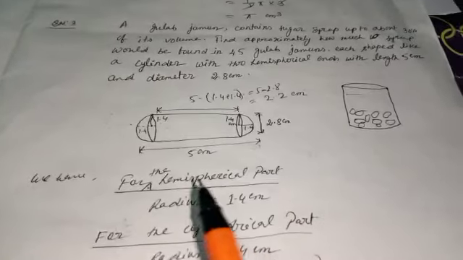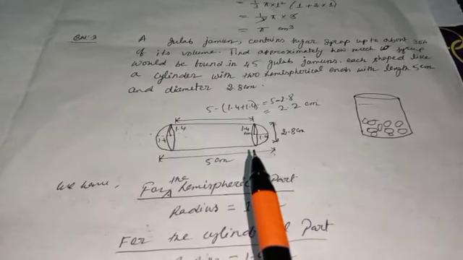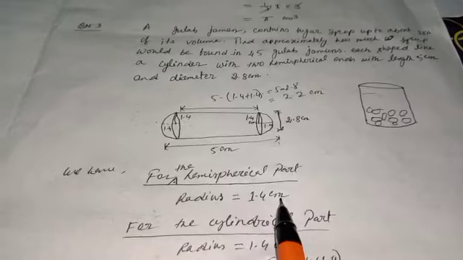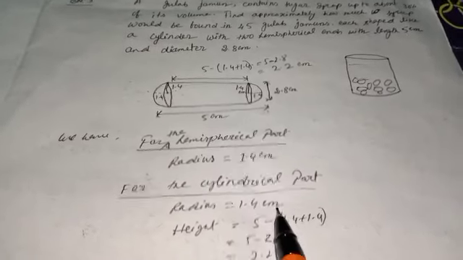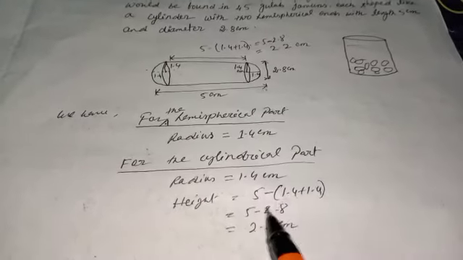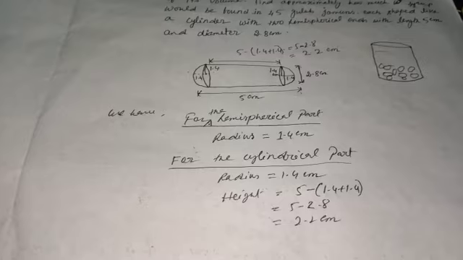Yes, so here there are a hemisphere and a cylinder. For the hemispherical part the radius is 1.4 centimeter, and for the cylindrical part the radius is 1.4, this is the same. The height I already told you: 5 minus 1.4 plus 1.4, that is 5 minus 2.8, 2.2 centimeter. Clear?